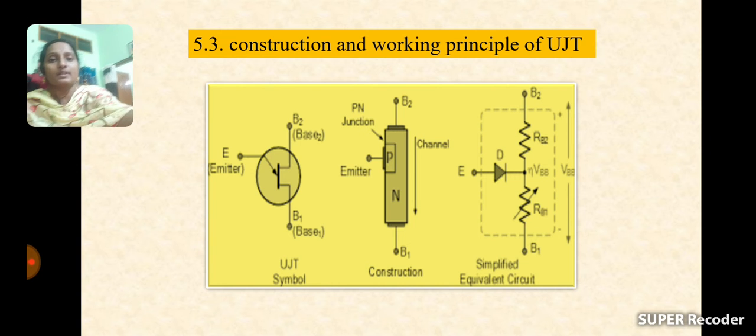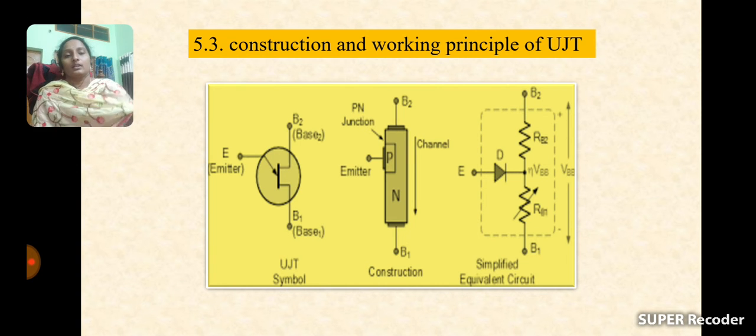And our next special semiconductor device is the construction and principle of UJT. So what is our next semiconductor device? UJT. The name itself indicates UJT means uni-junction transistor.